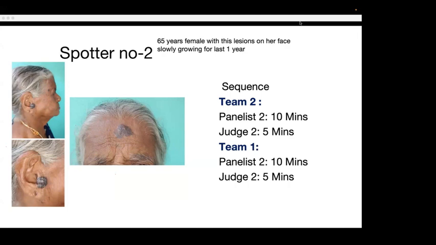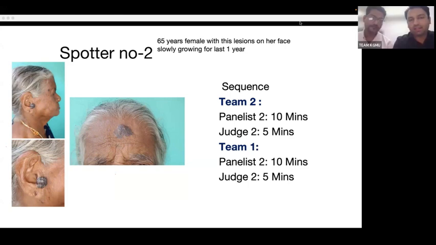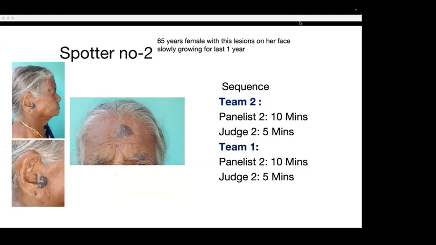Now the next question we'll begin with the direct question to KGMU. What is the cell of origin for this BCC? Suprabasal keratinocytes. What is that? Basal cell located in the stratum basale. No. Next one. Gangaram.